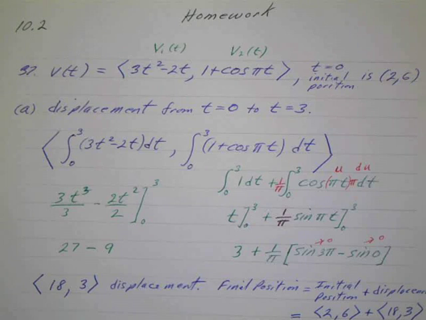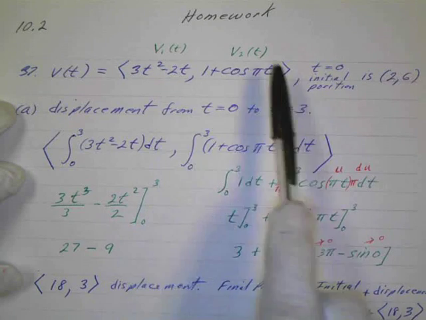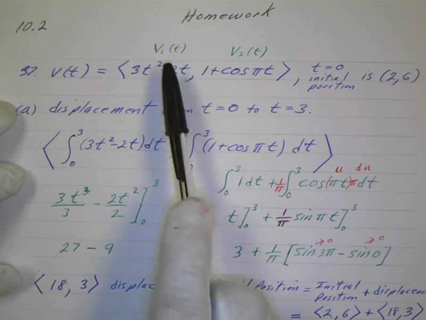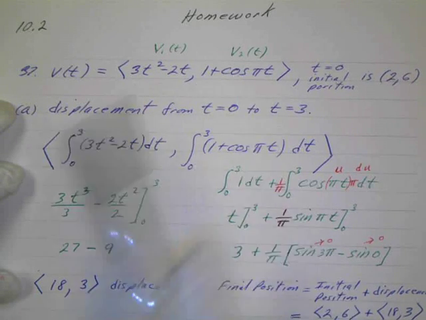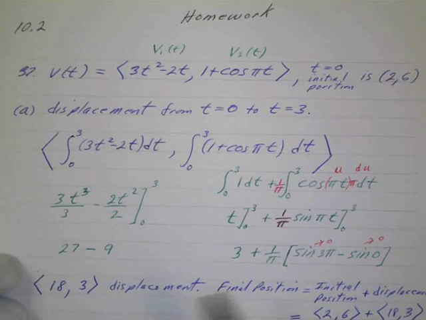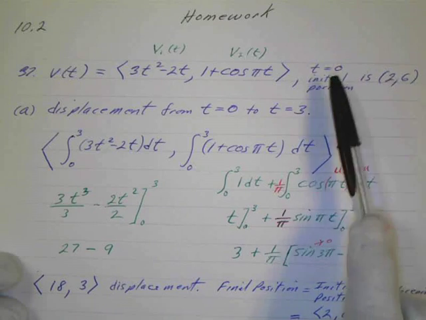So first of all, this is our velocity that's given. This is v sub 1 of t or v sub 2 of t, or it could be x prime of t, y prime of t, same thing. And the initial position is (2, 6) when t is 0.